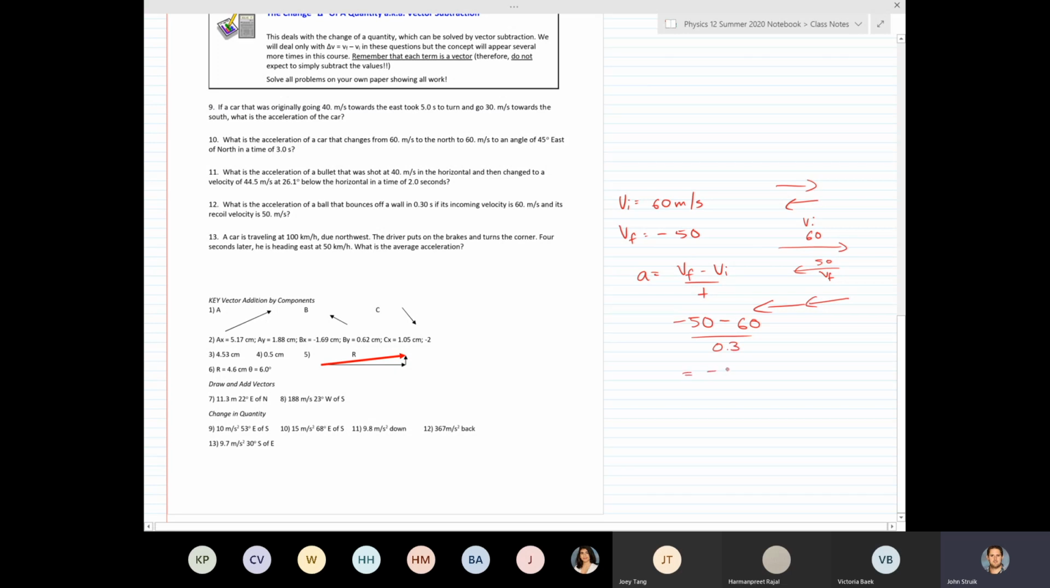So that's negative 110 divided by 0.3, which is, is that the right answer? 367. That makes sense. 367 meters per second squared. Okay, does that make sense? Yeah, thank you.